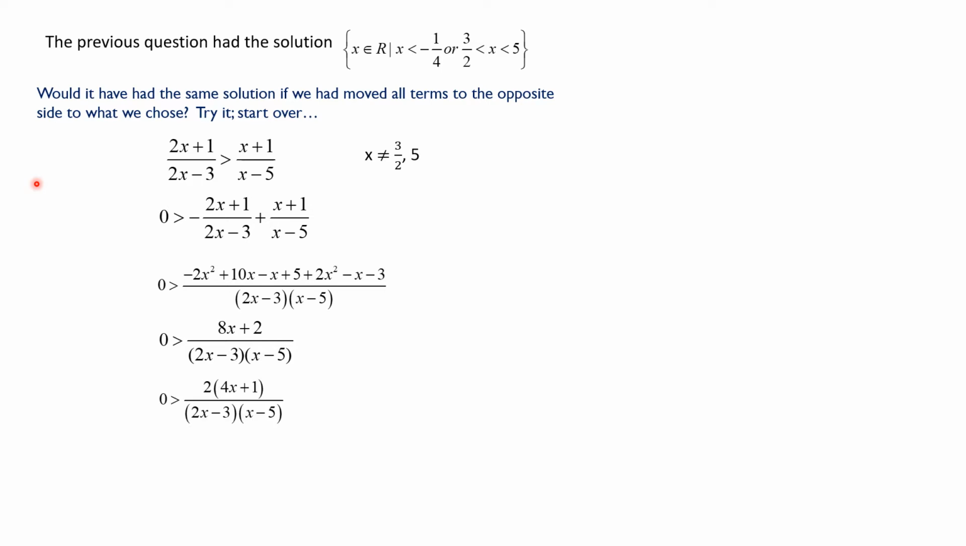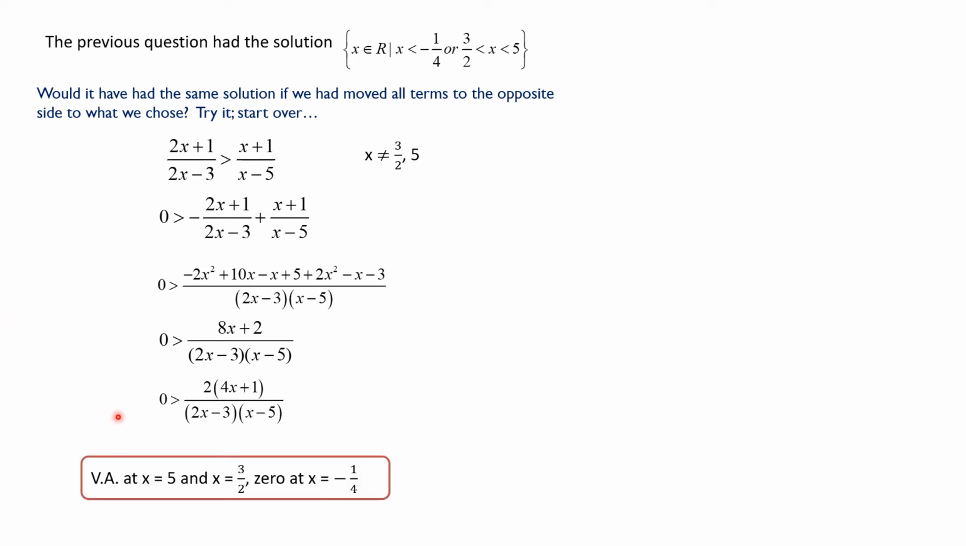We have a greatest common factor there of 2. Here's our new f of x, here's our related function. 0 has to be greater than our related function this time. Here are our important points: the vertical asymptote at 5, the vertical asymptote at 3/2, and a 0 at negative 1/4. So those are important values like we had last time.